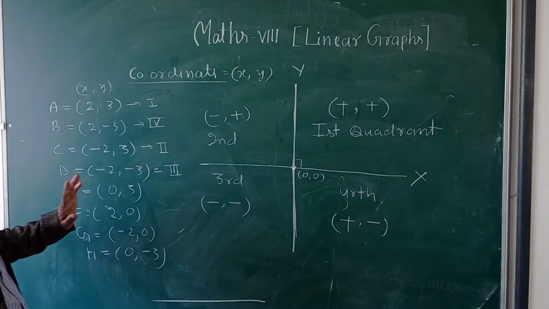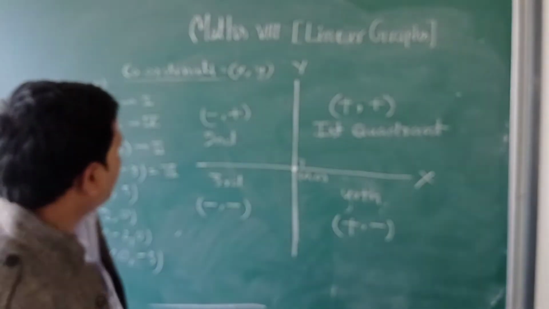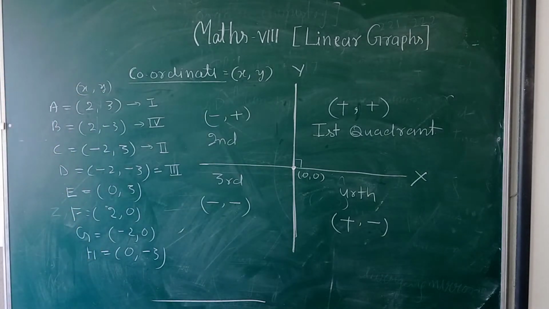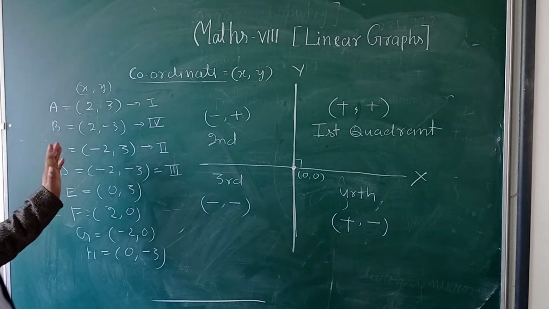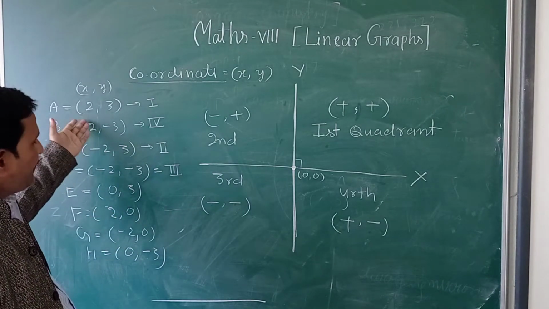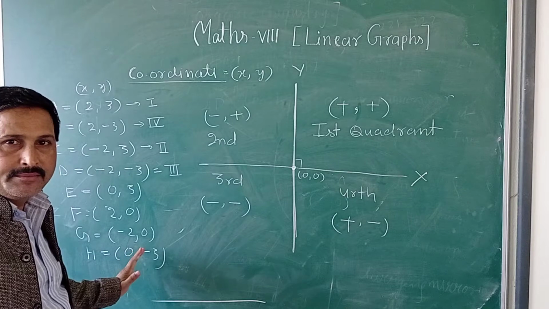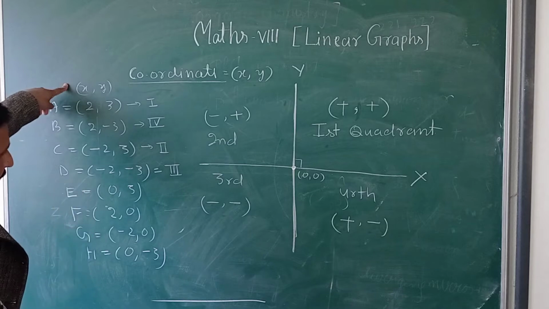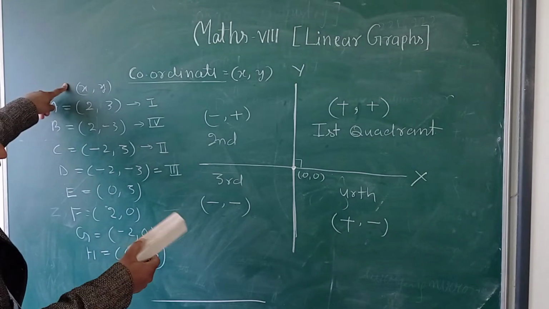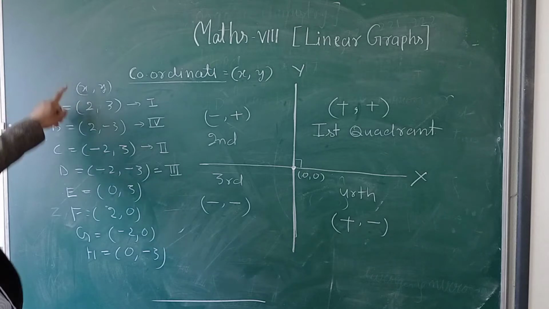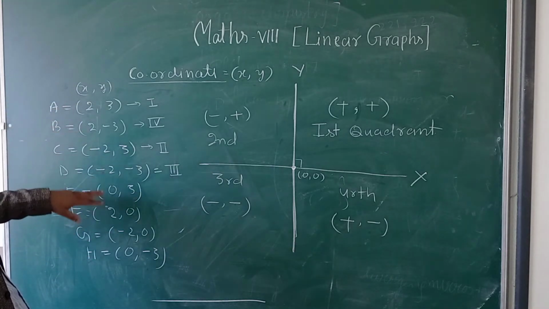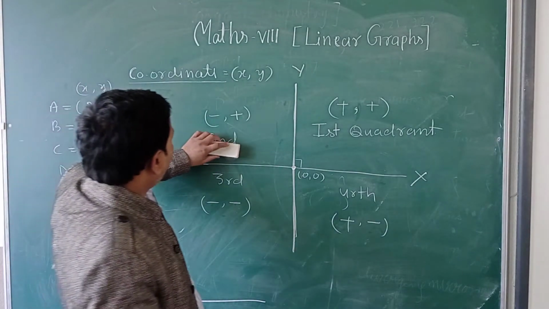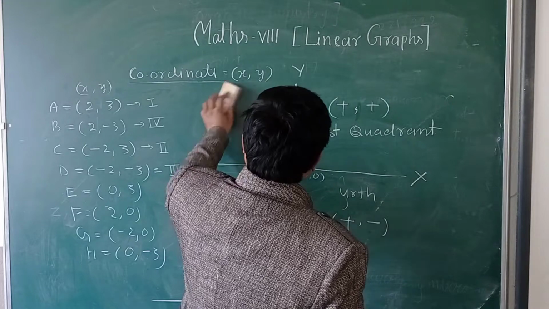For x 0, y 3, I am going to plot this point. So you write this on your clear copy. The question is to plot the following points on the graph copy. For this chapter you need a graph copy. Also write in which quadrant these points belong. Okay, I am going to plot this point.